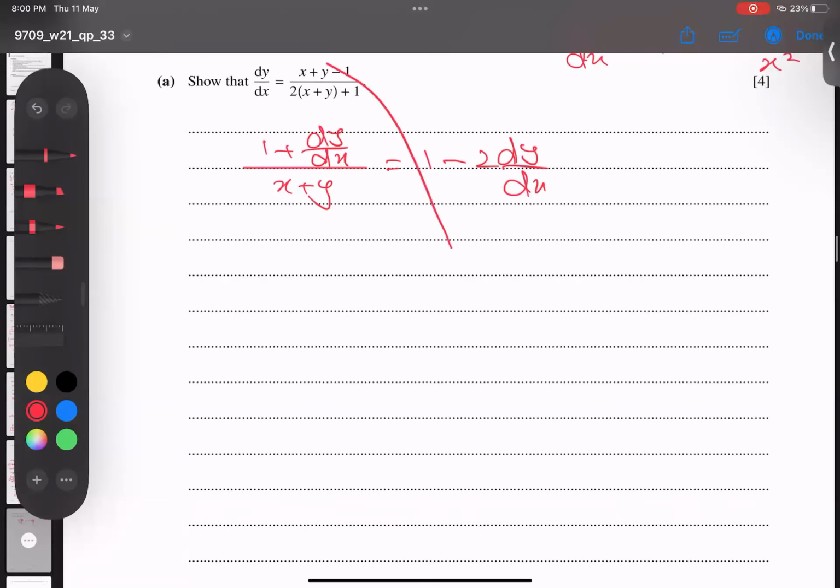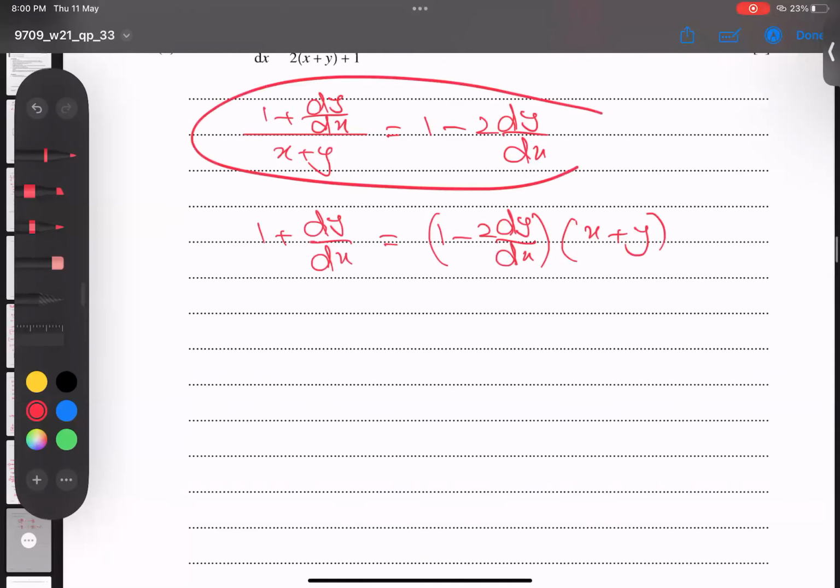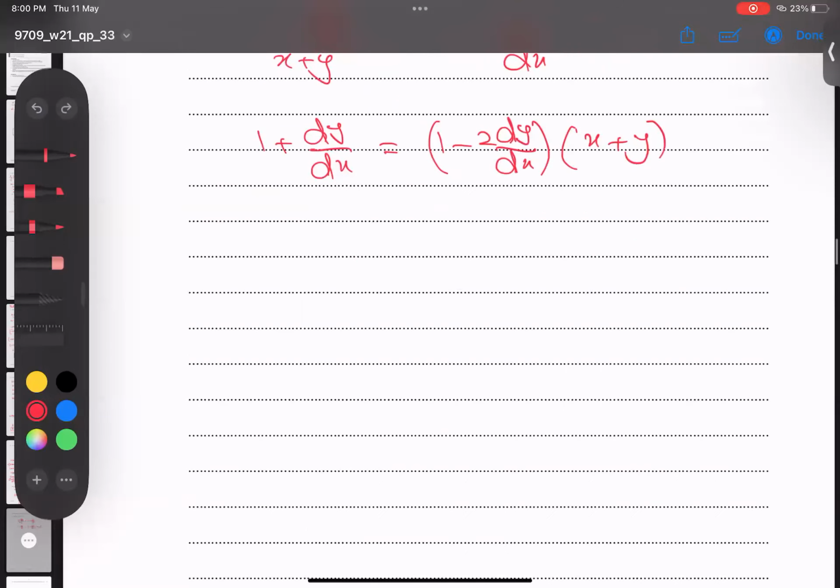My target is to prove this and dy by dx alone. There are two dy by dx you can see. First of all, cross multiply. This will multiply there. I can say 1 plus dy over dx, 1 minus 2 dy over dx. Lots of algebra here. Differentiation is over. There's one step of differentiation. What is below? Full algebra. It means you must have a good command of algebra.